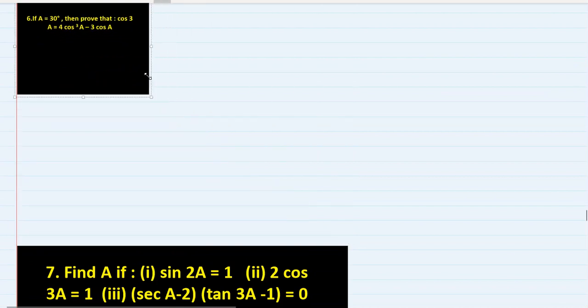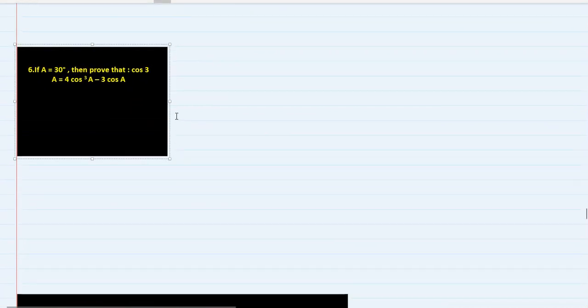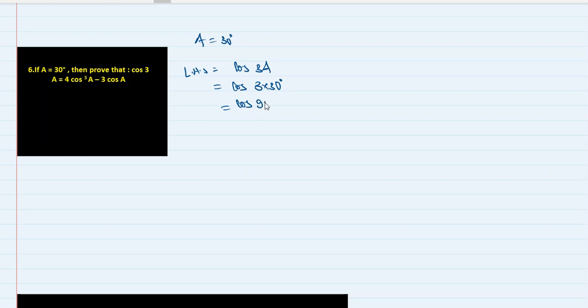This is also one of the formulas which you will use in class 11th and 12th. So A is equal to 30 degrees. You have to prove that LHS, which is cos 3A, which is equal to cos of 3 times 30, which is cos of 90, which is 0, is equal to RHS: 4 cos cube A minus 3 cos A. So 4 times cos cube A.